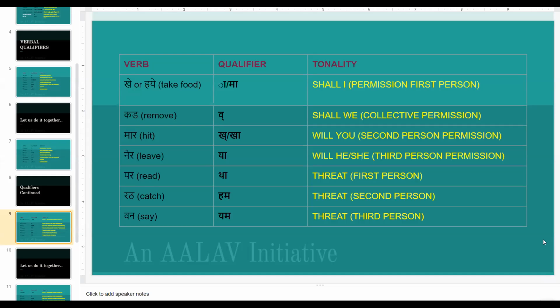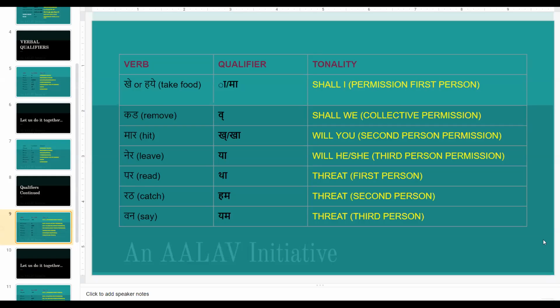Khetha, first person. Yeah, Khetha Rogan Josh. Kheham is a threat for second person. So Kheham Rogan Josh. It's a threat. Kheyam Rogan Josh. Right?